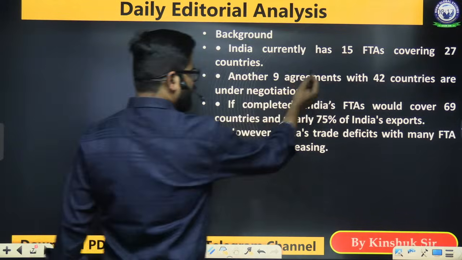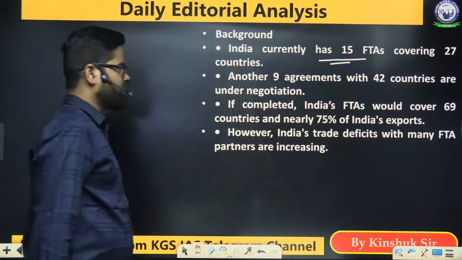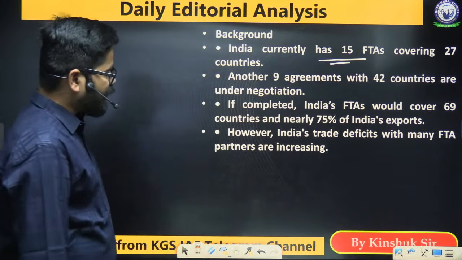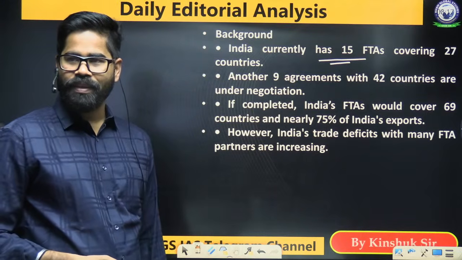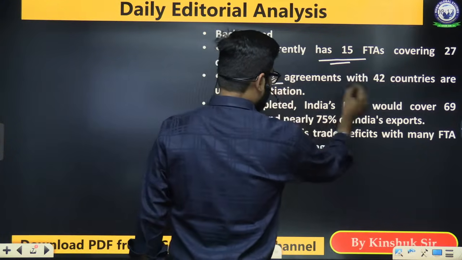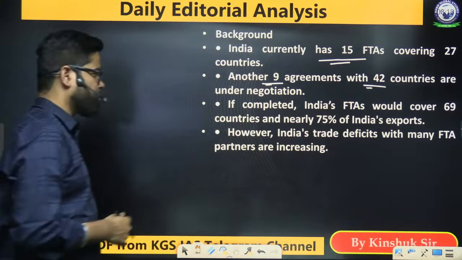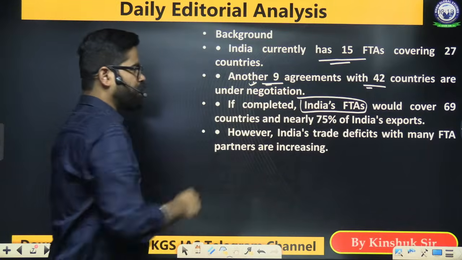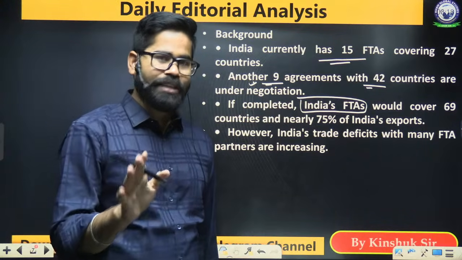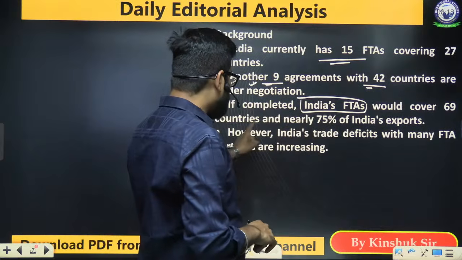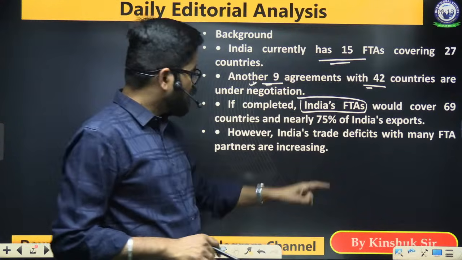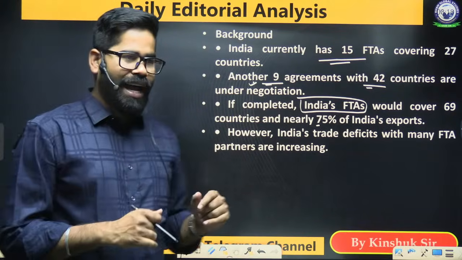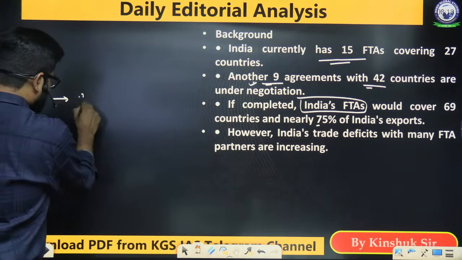Okay. Right now we see that we have got 15 FTAs with respect to 27 countries. We have got another 9 agreements with 42 countries which are under negotiation. Once this one is also completed, we are going to have a free trade agreement type of deal with near about 69 countries, which covers near about 75% of India's export. Okay. So on one hand, we see that we are having several FTAs.